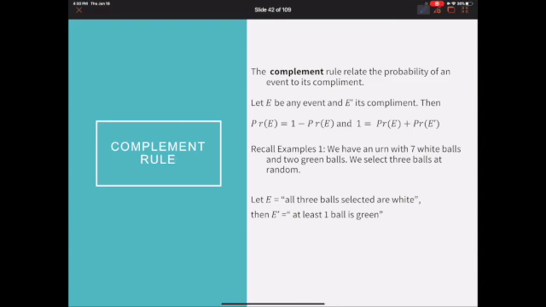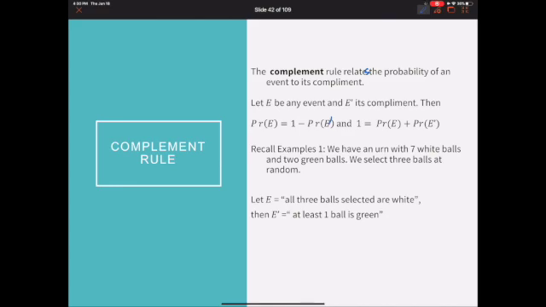Next thing I want to discuss is the complement rule. The complement rule relates the probability of an event to its complement. Let E be any event and E prime be its complement. Then the probability of E occurring is 1 minus the probability of E prime occurring. So, for example, 1 is the probability of an event occurring plus the probability of an event not occurring.